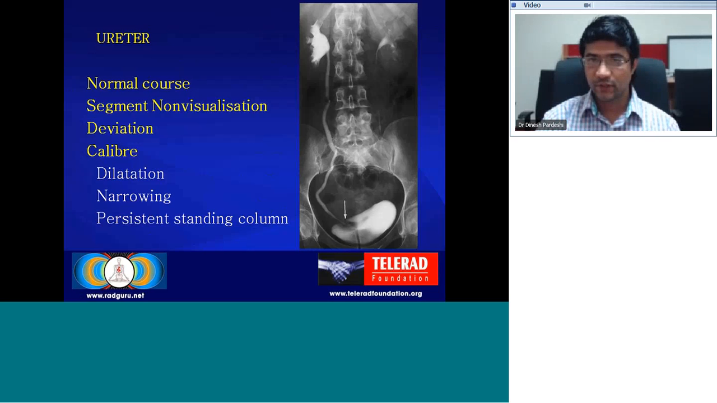Okay. Now look at the caliber. Always note the caliber. Normally it should be about 5 millimeter. More than 5 millimeter should be abnormal. Okay. And then we will see the filling defects, presence or absence of the filling defects.